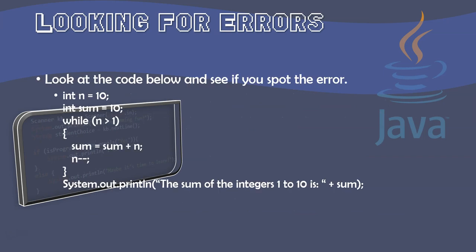Now, when we start looking for errors in our code, let's do this through an example to see if we can start troubleshooting this. So we have int n equals 10, int sum equals 10, while n is greater than 1. And inside this loop, we have sum equals sum plus n and n minus minus. And we're printing out the sum of the integers 1 to 10 is sum. All right, seems like a simple enough program. But what is the error? See if you can figure out what that error is before we actually start looking at some techniques to troubleshoot that.